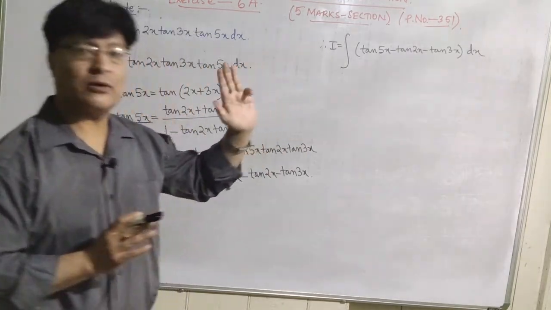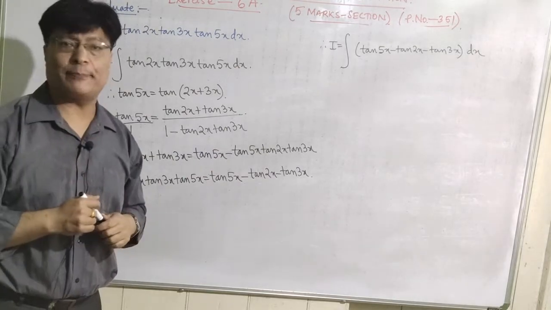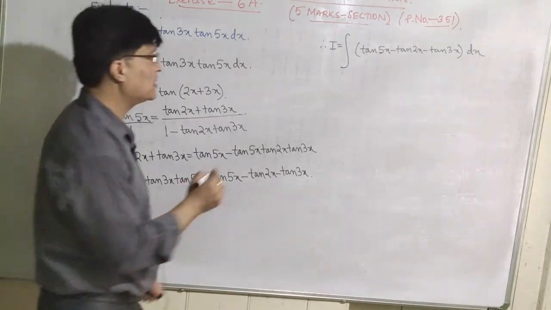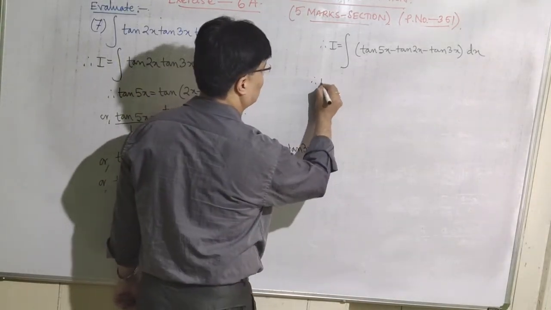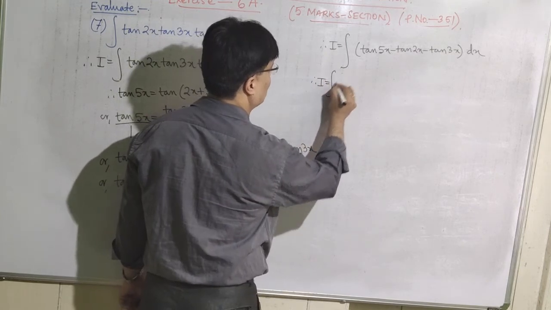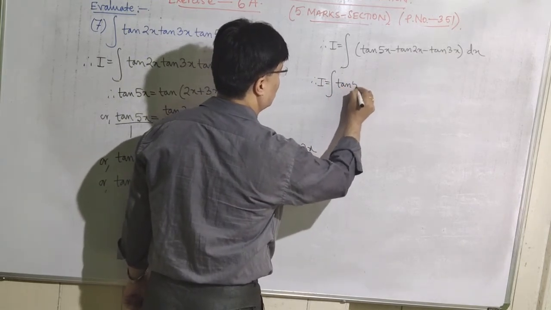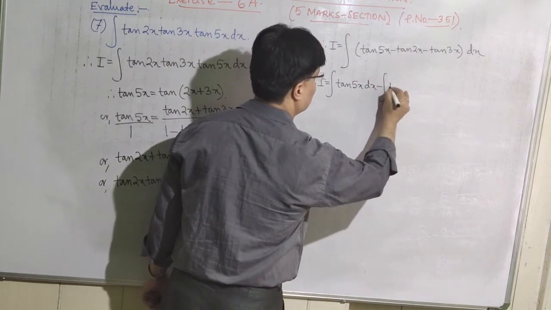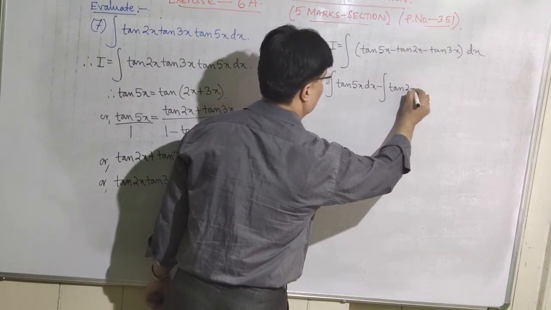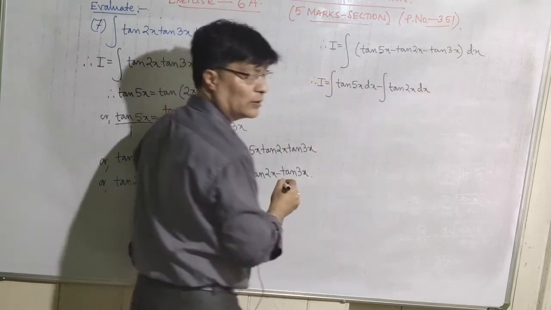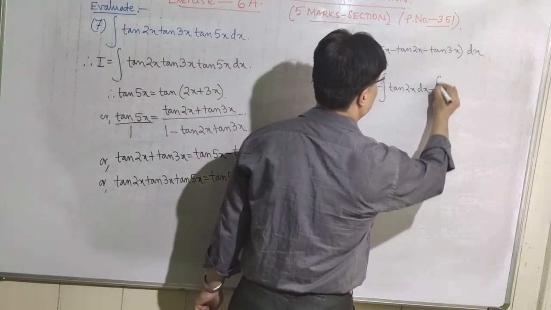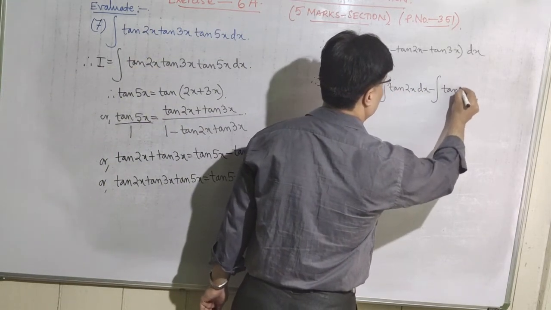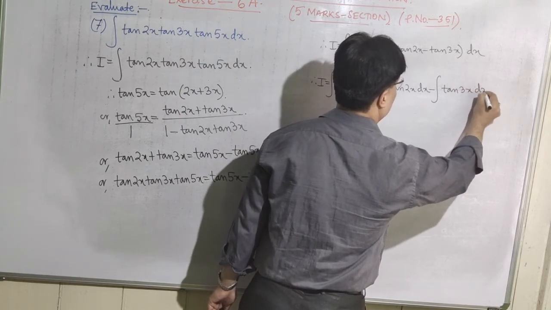But in addition and subtraction, we can separate the integral sign and dx. So let us separate the terms here, then integrate. I is equal to the integral of tan 5x dx minus the integral of tan 2x dx. Okay, then minus the integral of tan 3x dx.